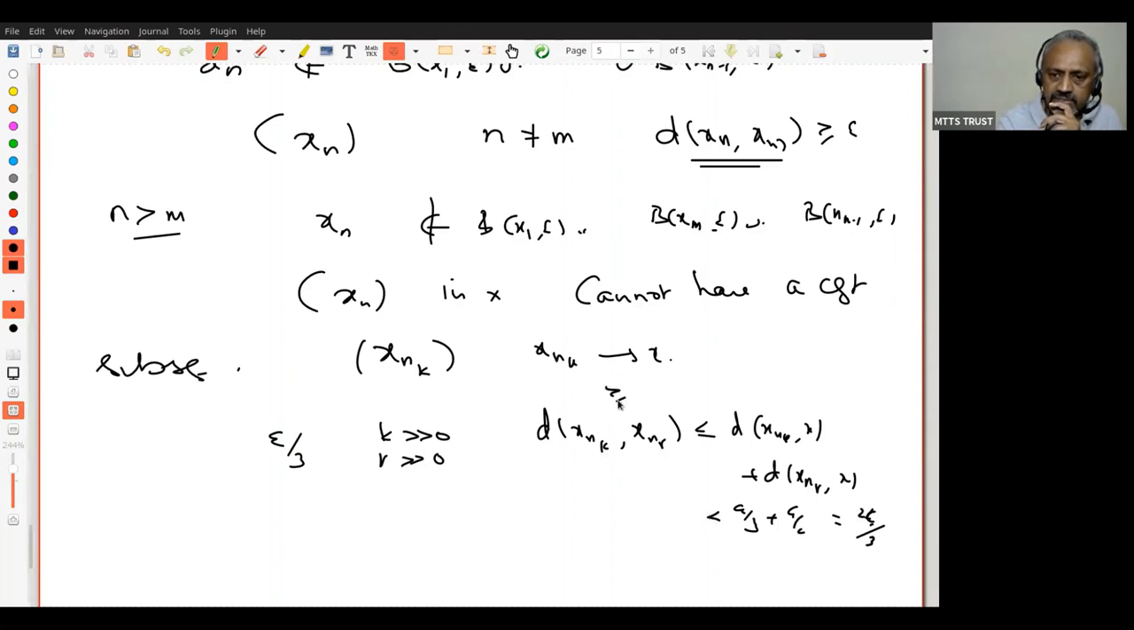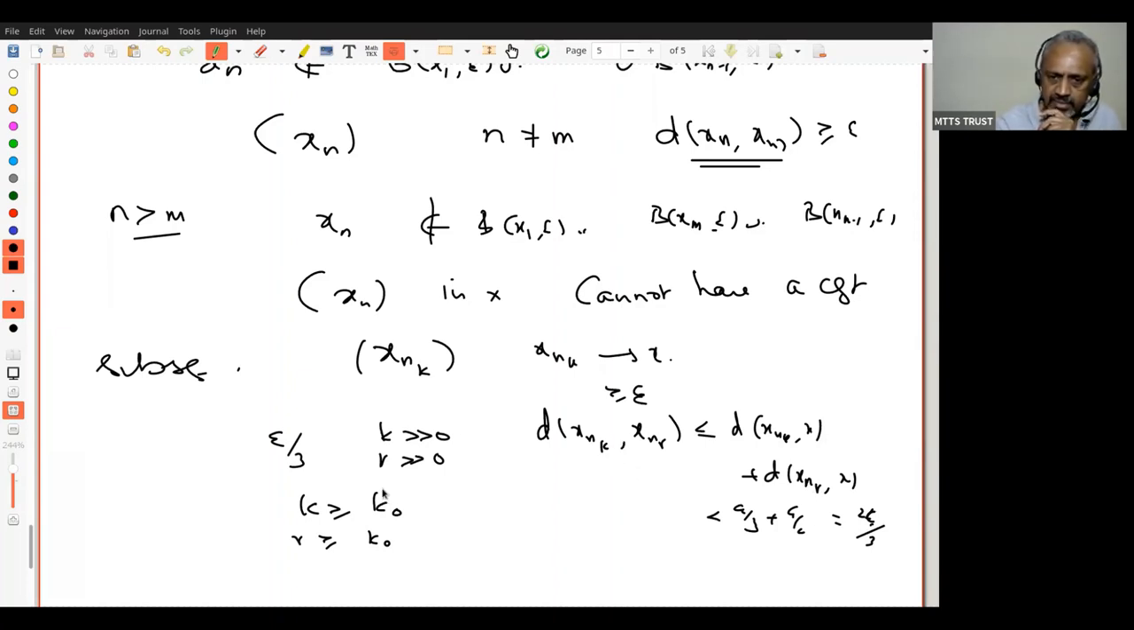But I know this distance is greater than or equal to epsilon, right? But by the triangle inequality, I get the distance is less than 2 epsilon by 3. That's a contradiction, if you want, for k greater than or equal to k naught. Since it converges, for epsilon by 3 there is a k naught so that whenever k and r are greater than or equal to k naught, the distance between x_{n_k} and x is less than epsilon by 3, and the distance between x_{n_r} and x is less than epsilon by 3. Use that, then I get a contradiction.